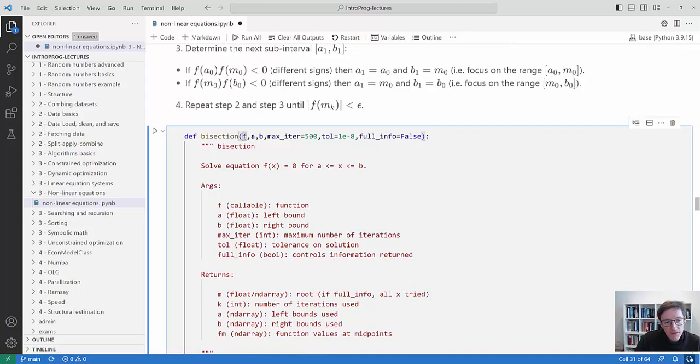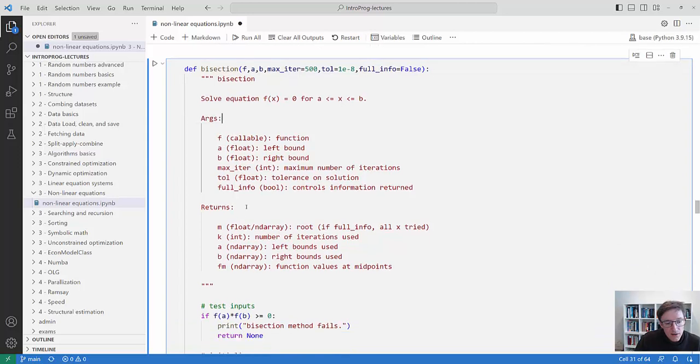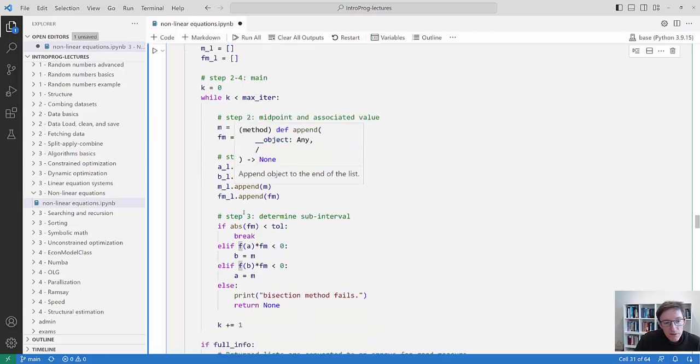So we have our function, we have some left and right bounds, we have our maximum number of iterations, we have a tolerance, and we have again something for if we want to have the full information come out of this. Okay, I think that's all we need. And then we start by testing the inputs. If either of them is 0 or they have the same sign, then we say we cannot do this. Then the bisection method fails. Otherwise, we initialize our list of what's going on, and then we implement our algorithm.